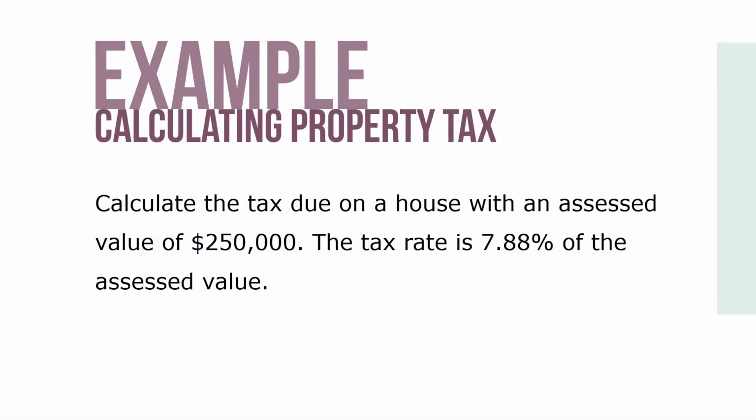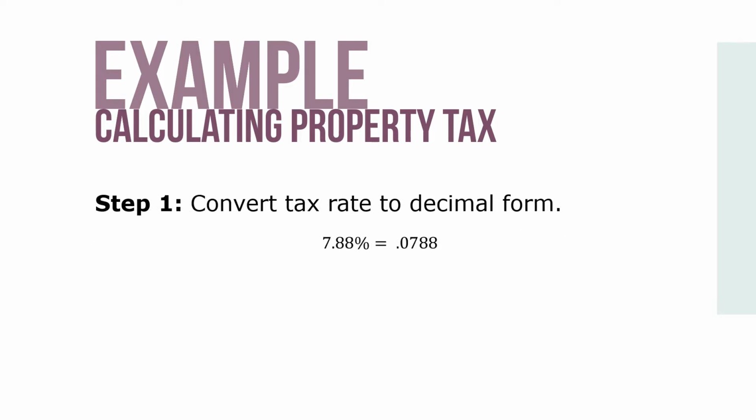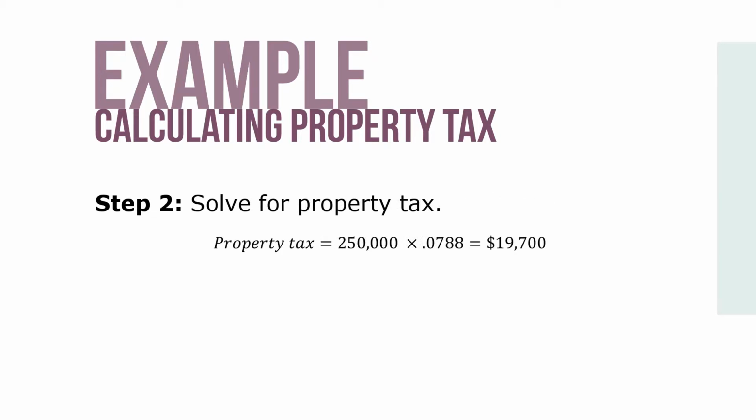Calculate the tax due on a house with an assessed value of $250,000. The tax rate is 7.88% of the assessed value. Step 1. Convert the tax rate to decimal form, where 7.88% equals 0.0788. Step 2. Solve for the property tax, where property tax equals $250,000 times 0.0788, which equals $19,700.